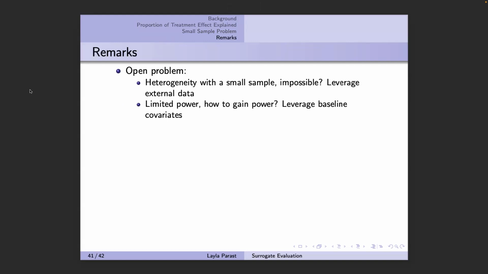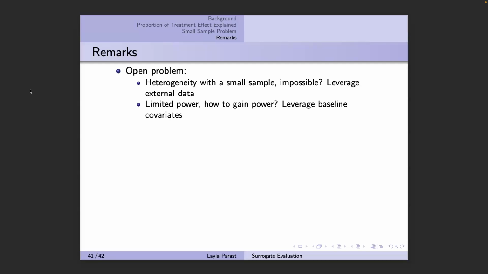So just to close up, but still related to small samples. I think one of the many open problems in surrogate markers is combining these two things I talked about, which is: how do you look at heterogeneity with a small sample? Maybe it's impossible. I don't know. People tell me that's probably impossible. But I went through this whole spiel about how important heterogeneity is, and now I have this small sample approach. So I'd really love to be able to do something to look at heterogeneity with a small sample.